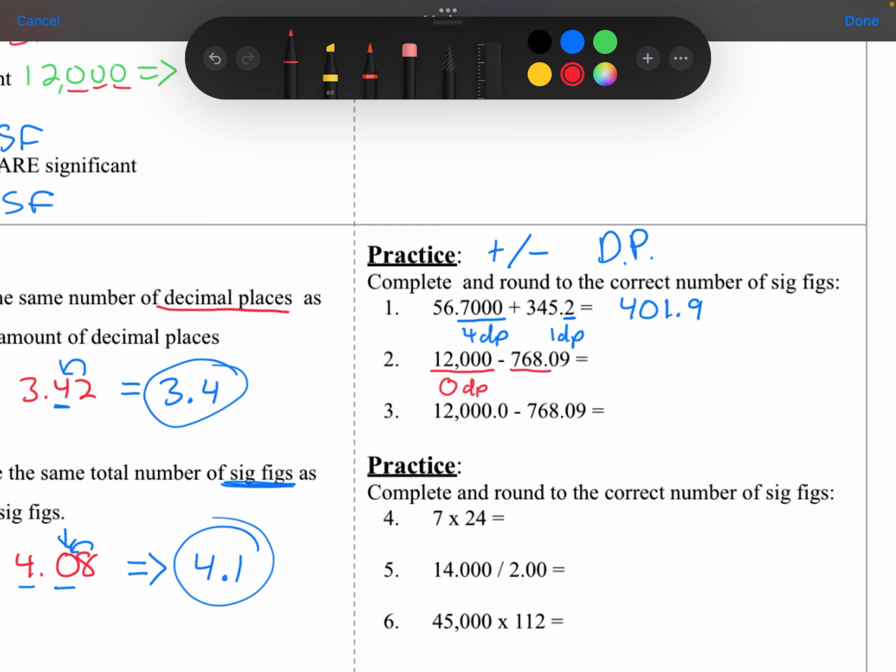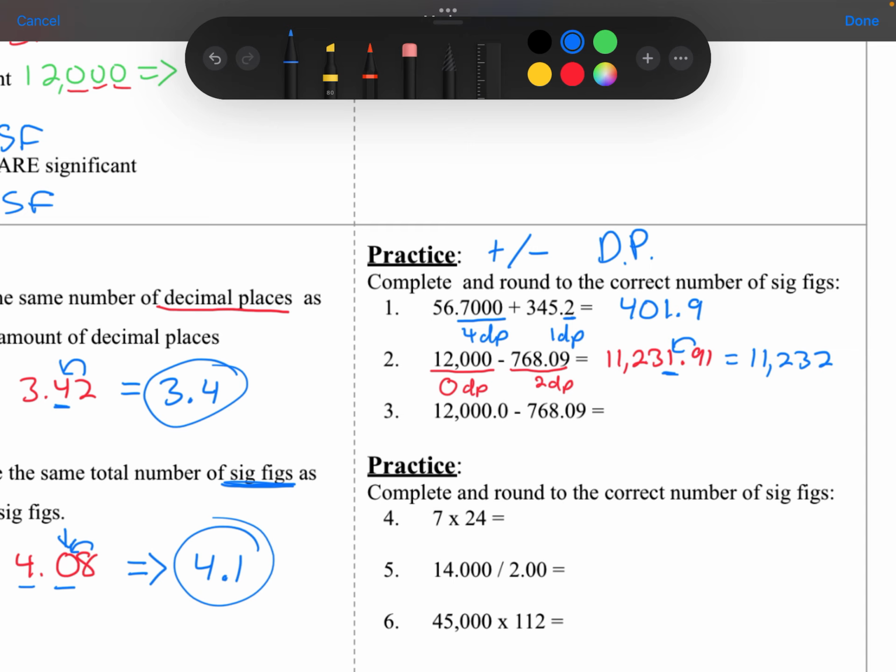All right. For problem number 2, I have the number 12,000, which has no decimal places in it, and I have the number 768.09, which has 2 decimal places in it. Therefore, my answer should have no decimal places whatsoever. If I plug this problem into the calculator, I get 11,231.91. But remember, that answer should not have any decimal places in it, so we're going to round it off to the ones place. The 9 is going to round that up to a 2, and so my final answer is 11,232.